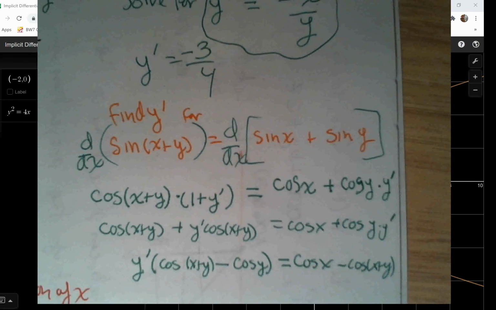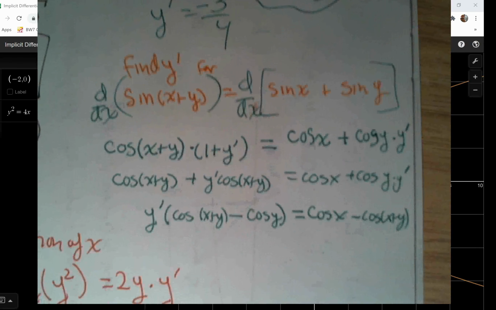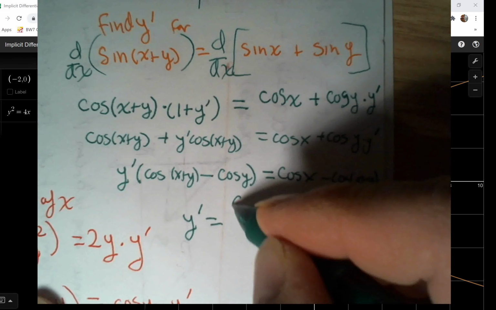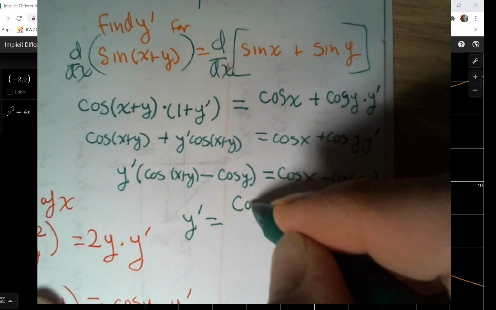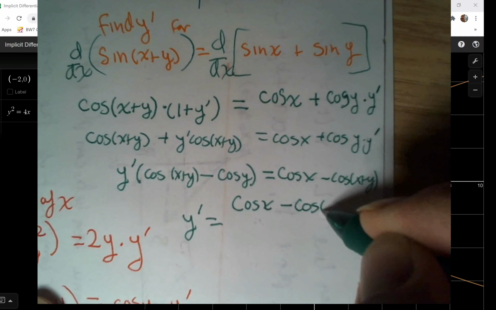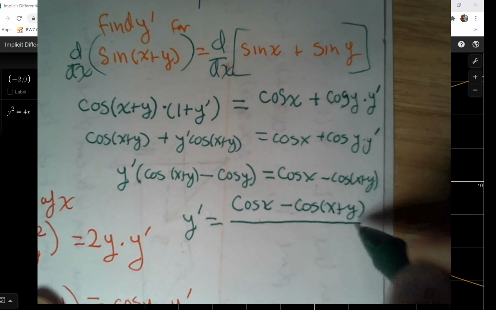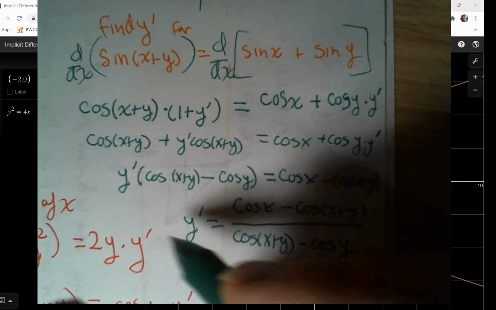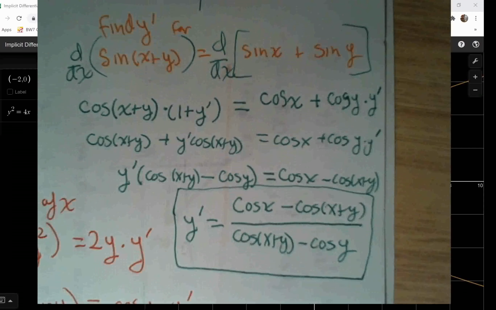All right, and then lastly, to finish up this problem, we divide by this quantity here. So we get y prime equals cosine x minus cosine of x plus y, all over cosine x plus y minus cosine of y. All right, and that is how we find the y prime. Okay. So that's how some examples using implicit differentiation.